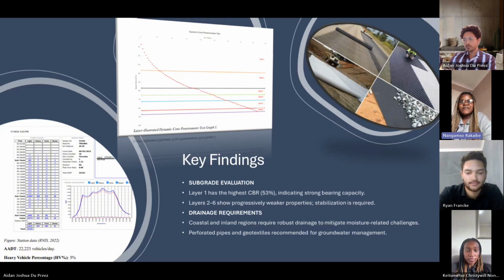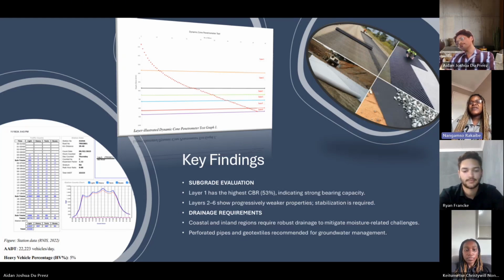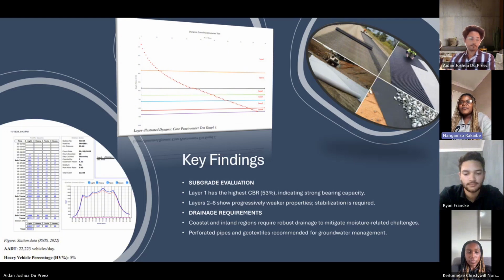The subgrade is a fundamental component in the design of any road pavement as it supports the weight of the traffic and the structure above it. In the case of the road that's in Hermanus, which is the R43, the subgrade testing was carried out using the methods of the CBR and the DCP testing. The findings from these tests are as follows, or the conclusions that we've made.